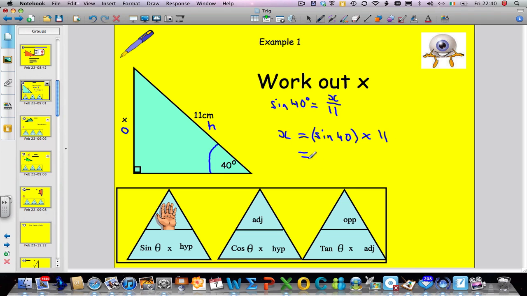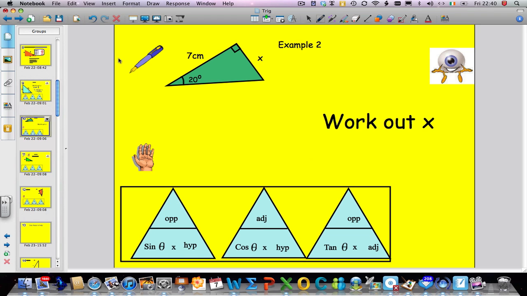When we do that on my calculator, we get 7.07. So it's 7.07. This is in centimeters, so my answer is in centimeters. And that's it. Job done.